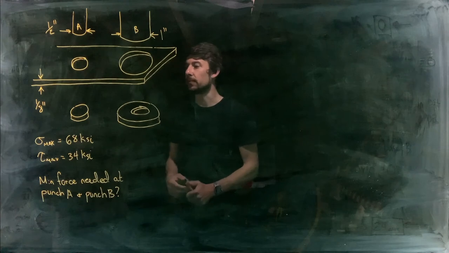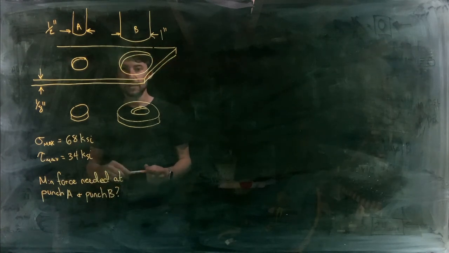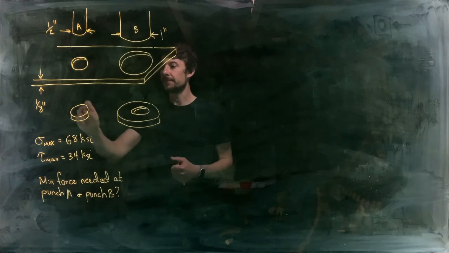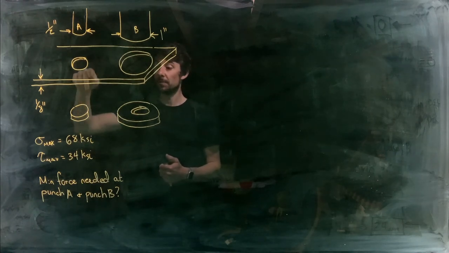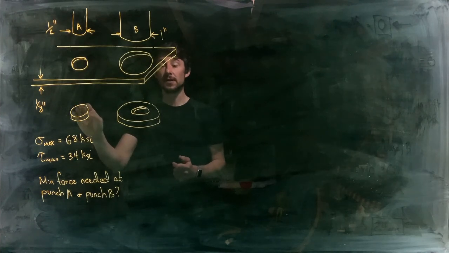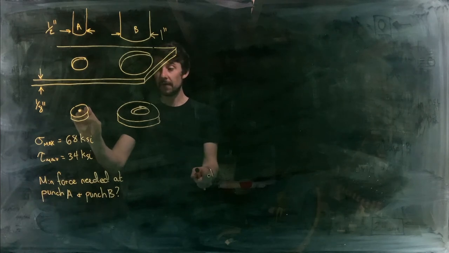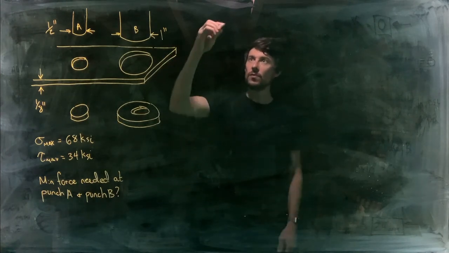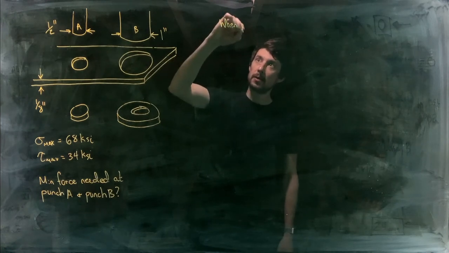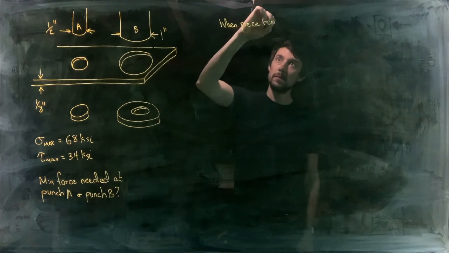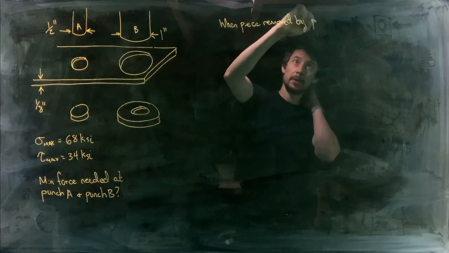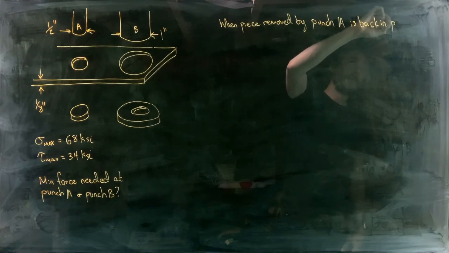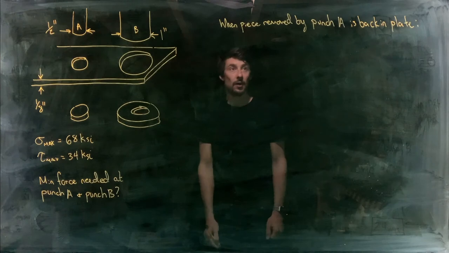Okay. So let's deal with punch A first. All right, so this plug of material is being punched out of that plate. We want to figure out basically what force do we need to apply to the top of it to punch it out of the plate. So the thing to do is analyze the free body diagram of this plug of material when it's back in the plate. Okay. So when the piece removed by punch A is back in the plate, then let's draw the force balance on it.